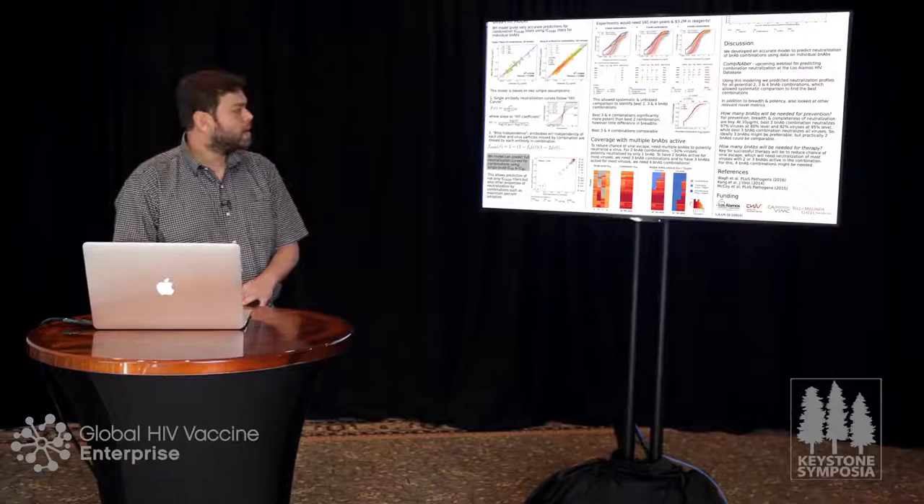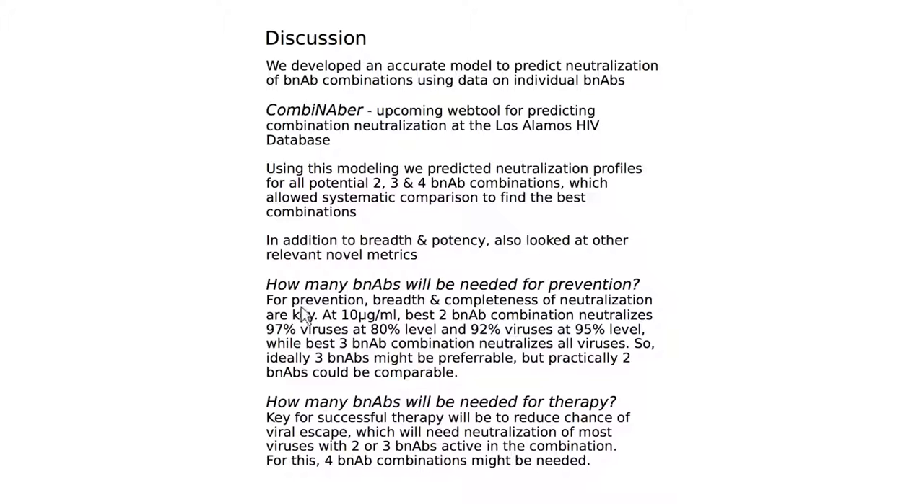But looking at just the neutralization properties of these antibody combinations, we can say that for prevention, breadth and completeness of neutralization shown by antibody combinations will be important. At 10 micrograms per mil, we found that the best 2 bNAb combination neutralizes 97% of this panel viruses at 80% level and 92% viruses at the 95% neutralization level, while the best 3 bNAb combination neutralizes virtually all viruses at all levels. So ideally, we would like to use 3 bNAbs in the prevention setting because they offer complete neutralization as well as enhanced breadth.